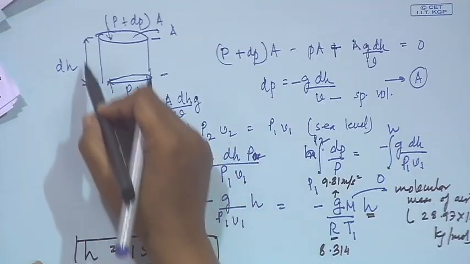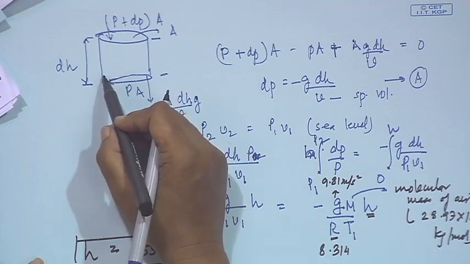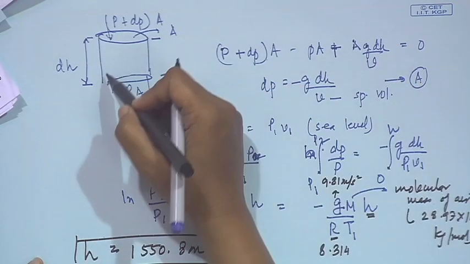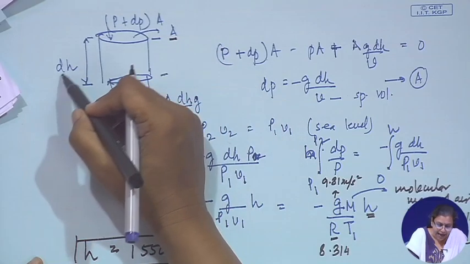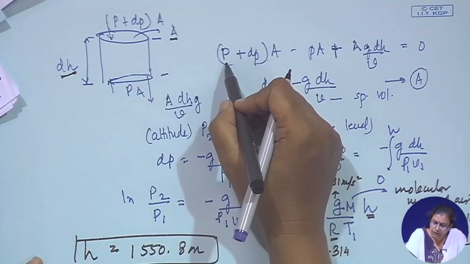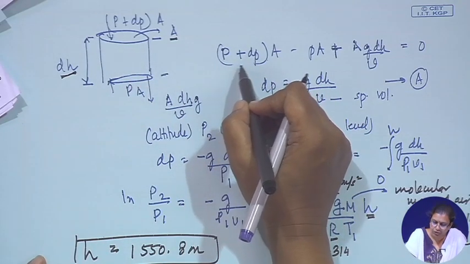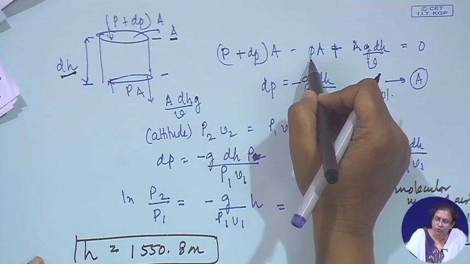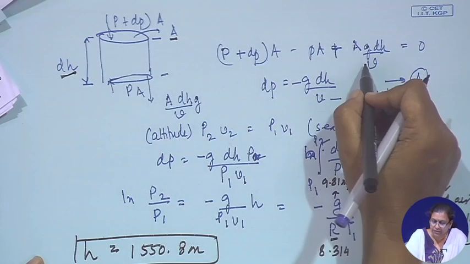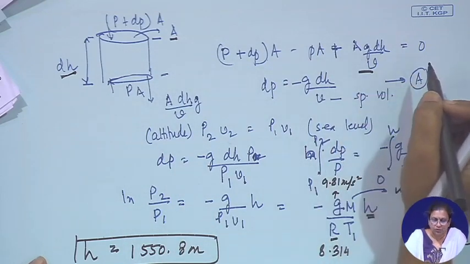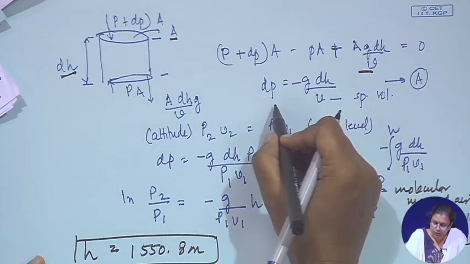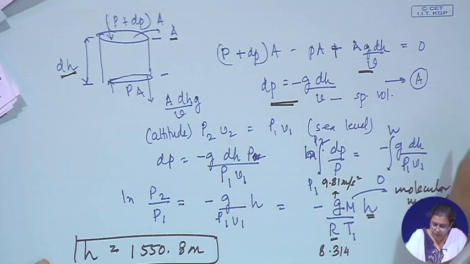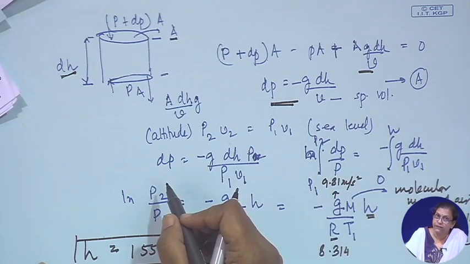You performed a force balance here. From the force balance, equating the forces which are acting on this particular infinitesimal volume of air of cross sectional area A and height dH, the forces which are acting on it are the pressure forces which act due to the pressure difference, and this is balanced by the force of gravity on this particular volume element. So, accordingly, from this force balance you get this equation.